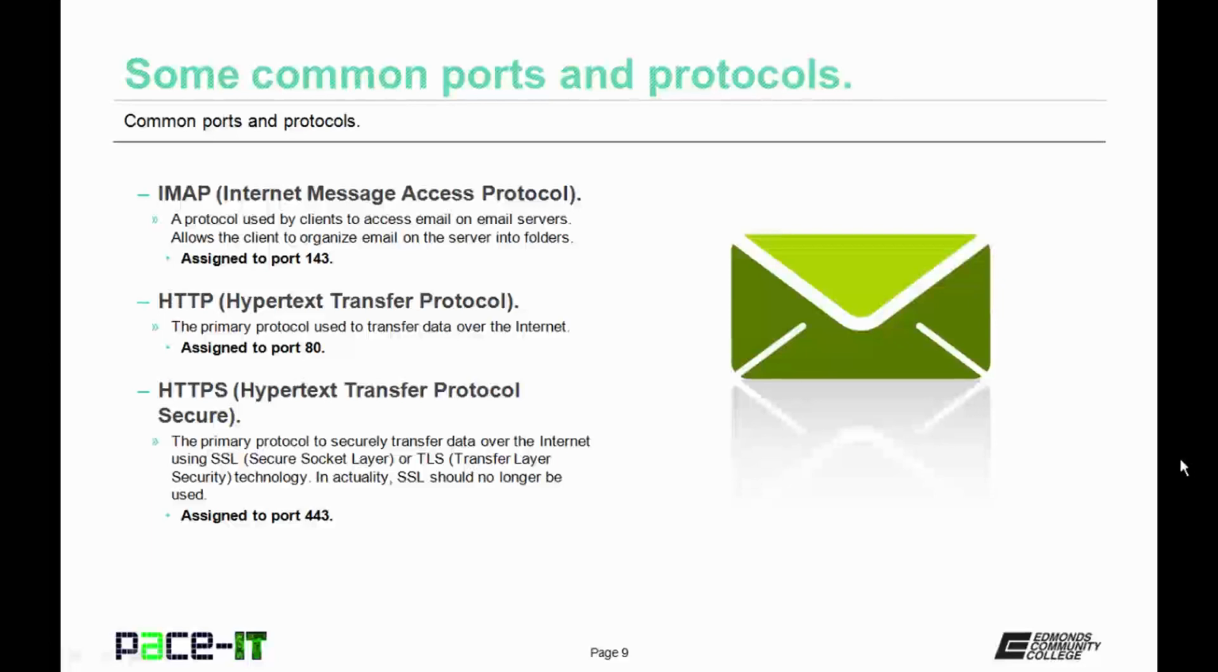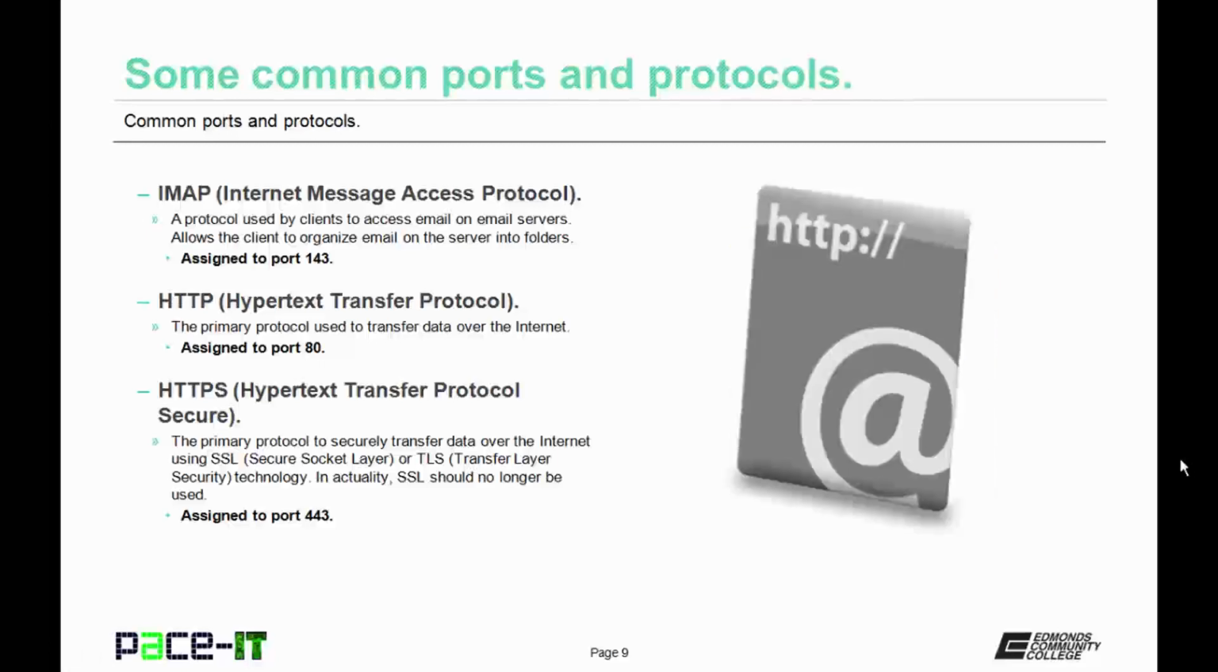Then we have IMAP, Internet Message Access Protocol. It is also a protocol used by clients to access email on email servers, but it allows the client to organize email on the server into folders, and it leaves a copy on the email server. It's assigned to port 143. Then we have HTTP, Hypertext Transfer Protocol, the one that everybody should be familiar with. This is the primary protocol used to transfer data over the internet and to request web pages. It's assigned to port 80.